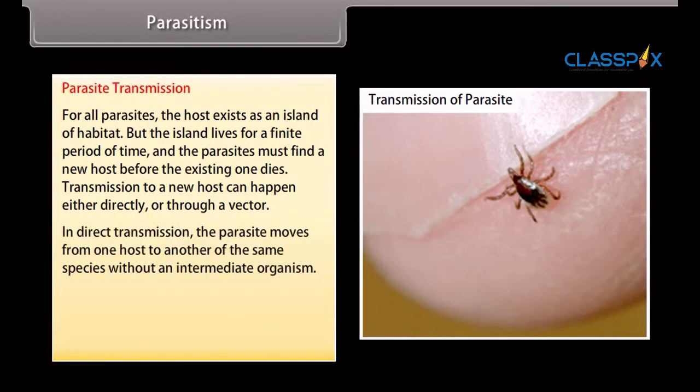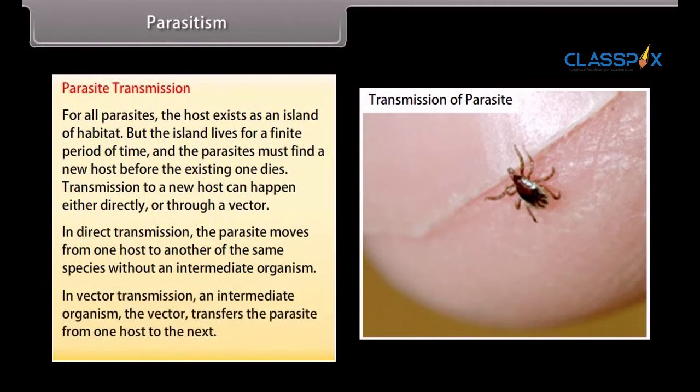In direct transmission, the parasite moves from one host to another of the same species without an intermediate organism. In vector transmission, an intermediate organism, the vector, transfers the parasite from one host to the next.